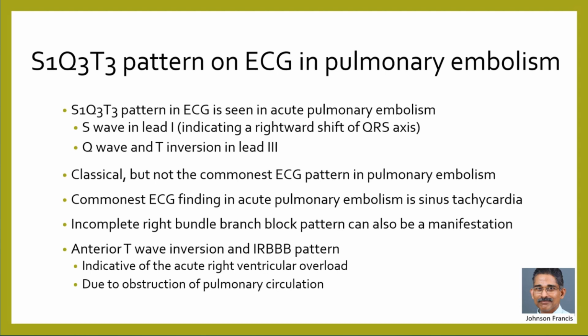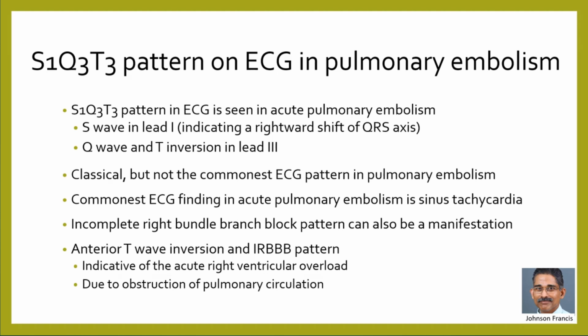Though S1Q3T3 pattern is classical of pulmonary embolism, it is not the commonest. Commonest ECG finding in acute pulmonary embolism is sinus tachycardia. Incomplete right bundle branch block pattern may also be seen in acute pulmonary embolism. Anterior T wave inversion and incomplete right bundle branch block pattern are indicative of acute right ventricular overload due to obstruction of the pulmonary circulation.